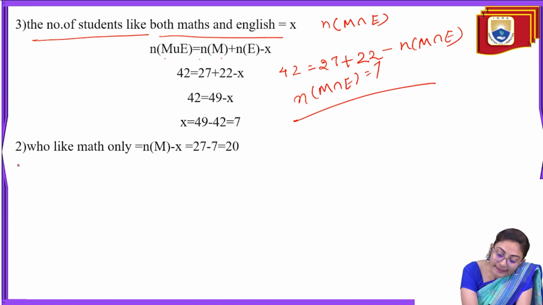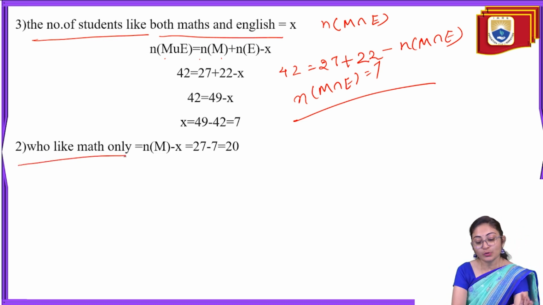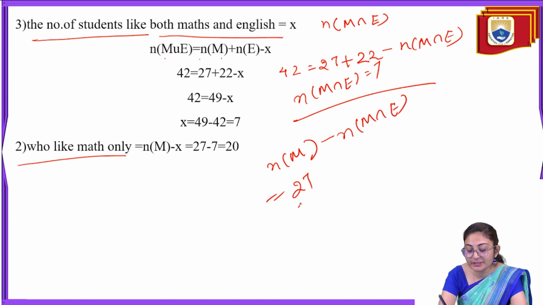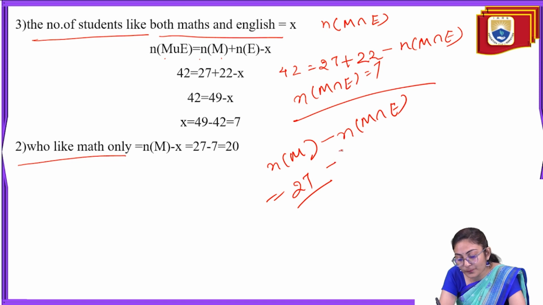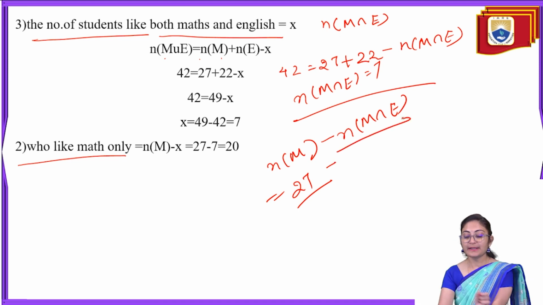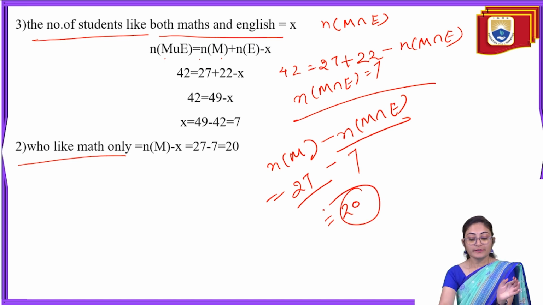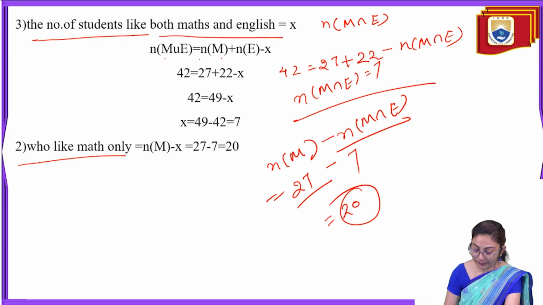Now, who like maths only? So definitely who like maths only means N of M minus N of M intersection E. N of M is 27 and N of M intersection E is 7, so that is 20. So 20 students are there who like only maths.